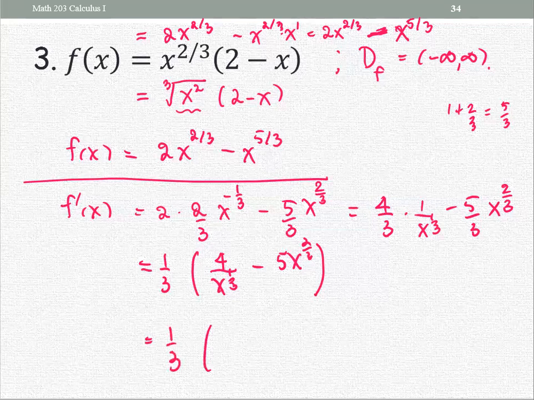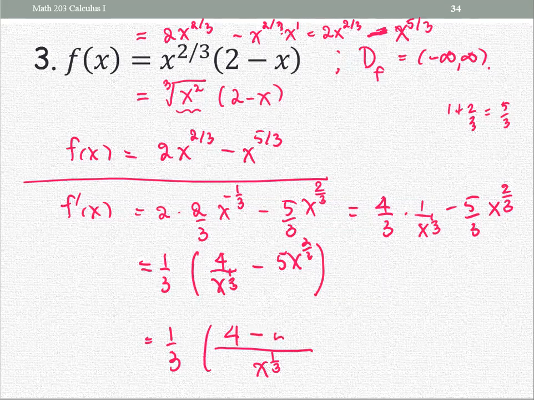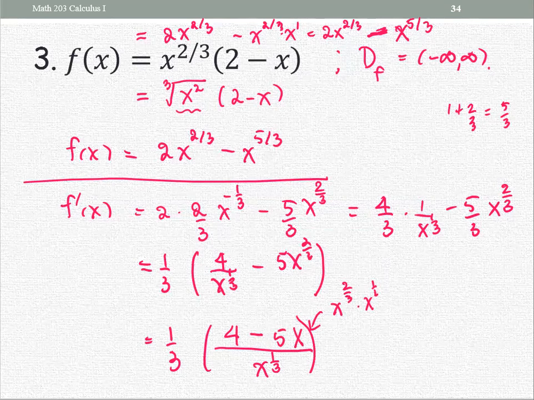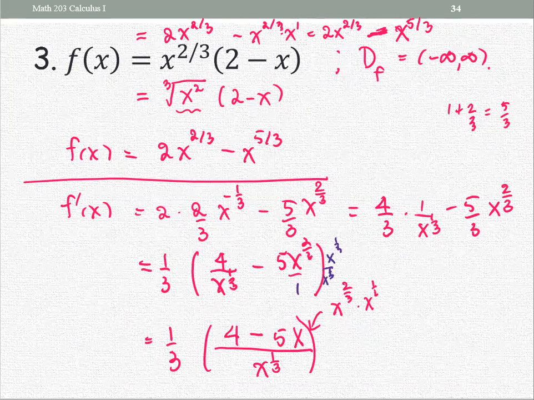So I'm going to rewrite it as one fraction with the common denominator x to the power 1/3. Then the numerator becomes 4 minus 5 times x to the power 2/3 times x to the power 1/3, which is x to the first, or just x. This is algebra: multiply top and bottom by x to the 1/3. That's how I get this fraction. Why did I put it in this fraction?